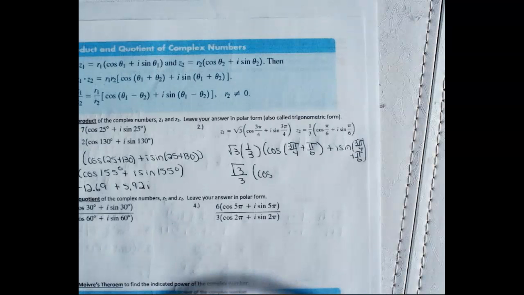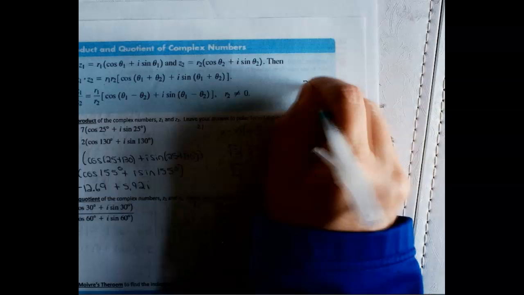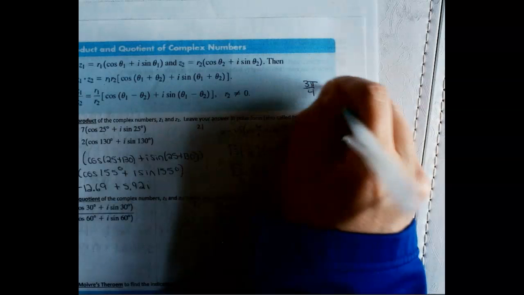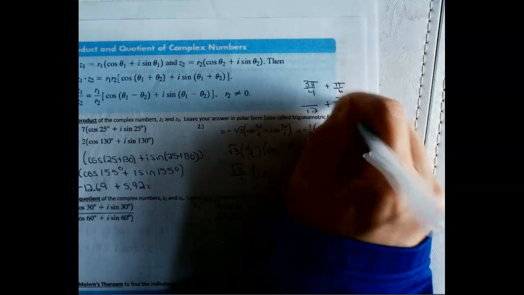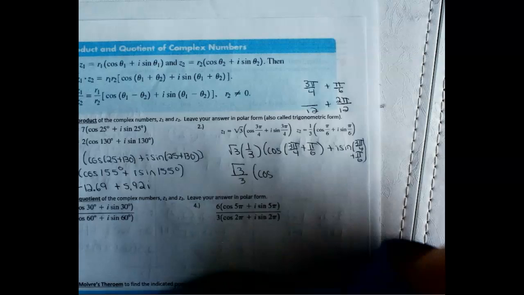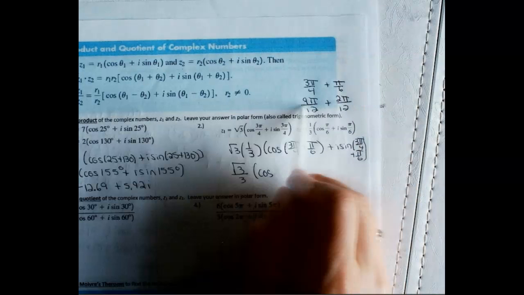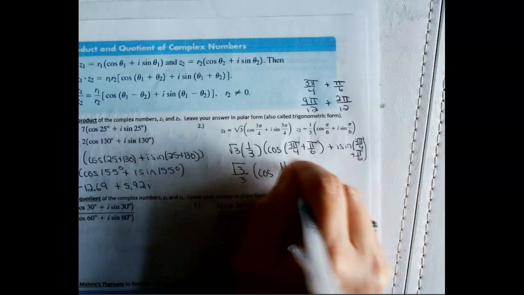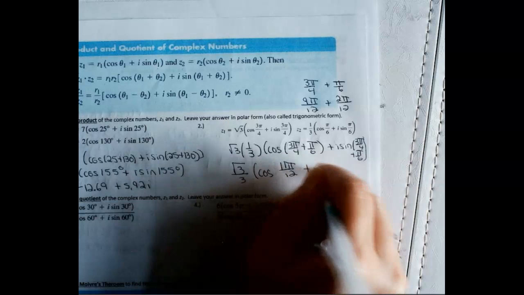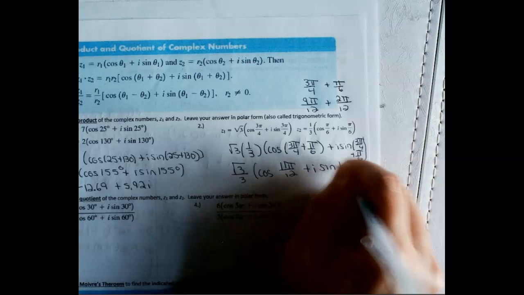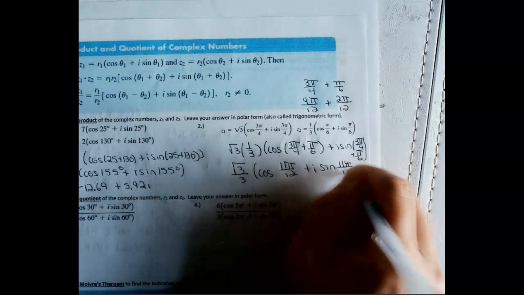We've got cosine. If we're adding these two, I need to find a common denominator. So I'm going to do that up here. I've got 3 pi over 4 plus pi over 6. I'm going to convert each of those to twelfths. So we've got 2 twelfths here. Here we've got 9 twelfths. Finally, we add those together and we end up with 11 pi over 12 plus i sine 11 pi over 12.